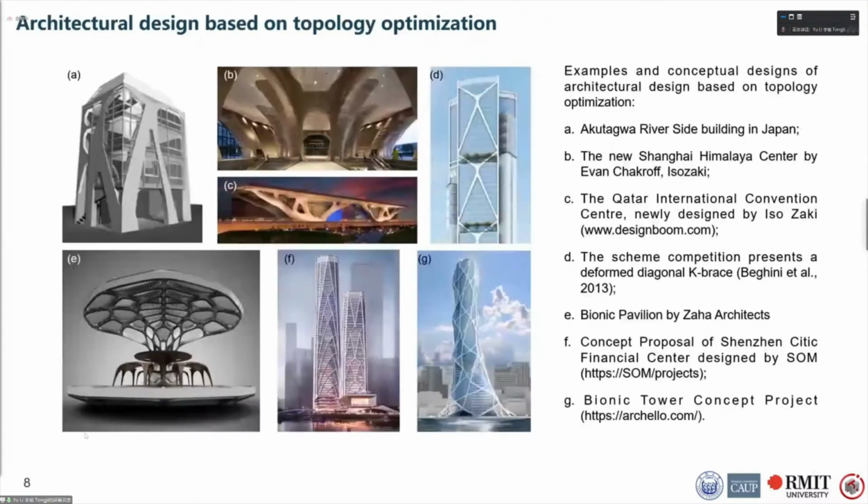I think you might have seen these famous buildings designed by using topology optimization techniques. The Riverside Building in Japan, the Shanghai Himalaya Center, the Qatar International Convention Center, the Bialic Pavilion by Zaha Architects, and some other conceptual designs. However, these projects are designed based on single material topology optimization, and single material topology optimization techniques have limitations in applying to composite structures like steel-concrete structures, which are more common in building structures.